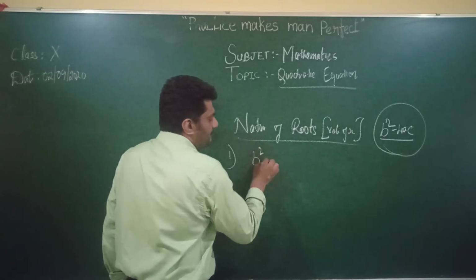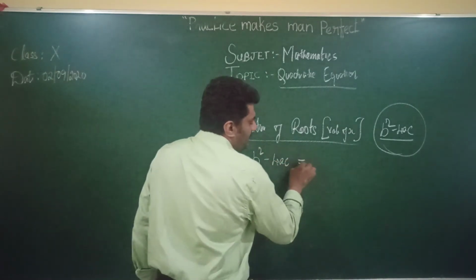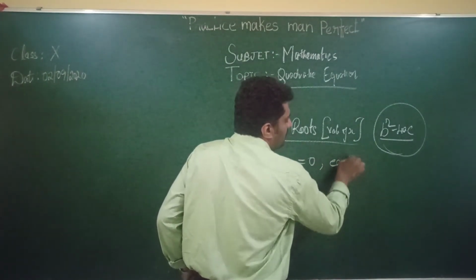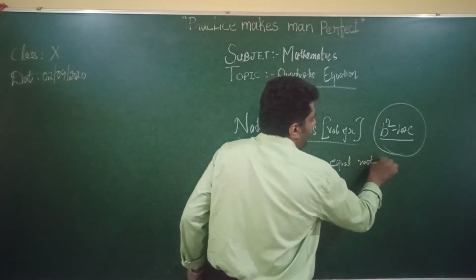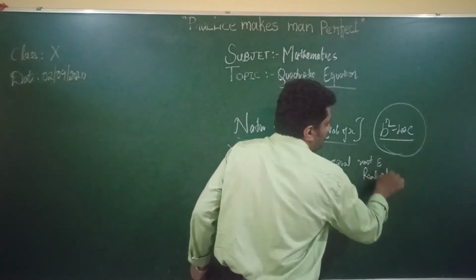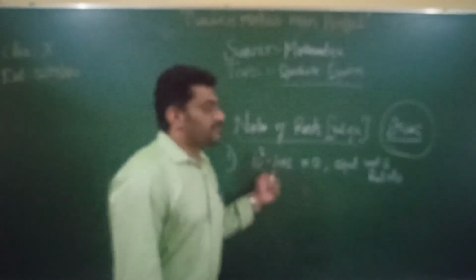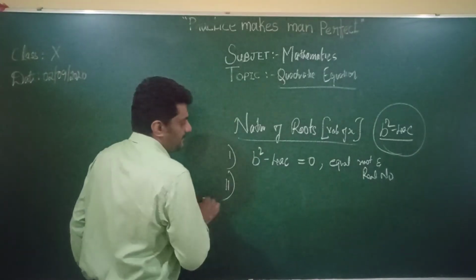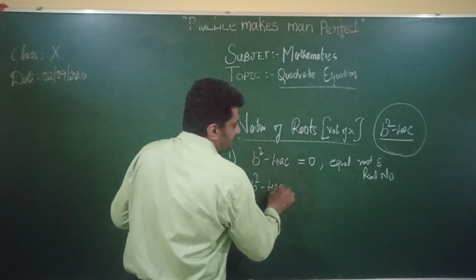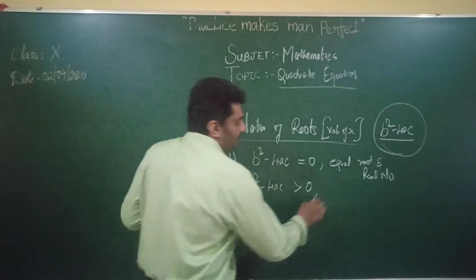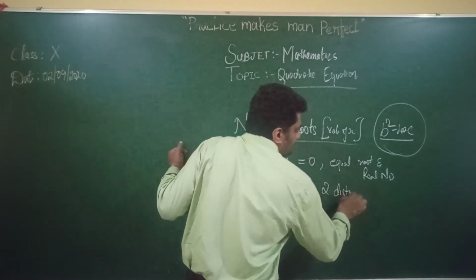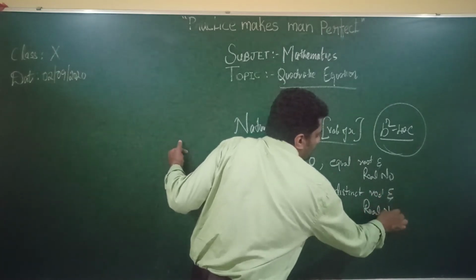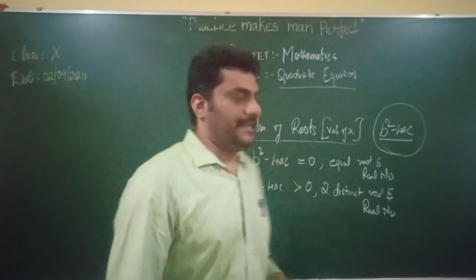If b square minus 4ac is equal to 0, then we get equal roots and it is a real number. Second, if b square minus 4ac is greater than 0, we get 2 distinct roots and real numbers. Distinct means 2 different values of x.